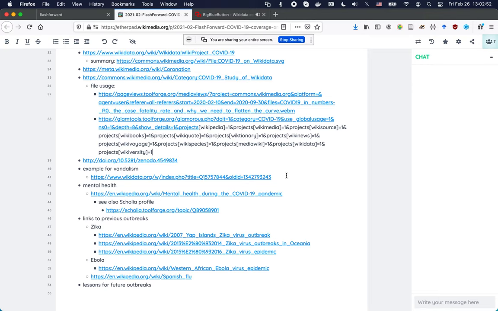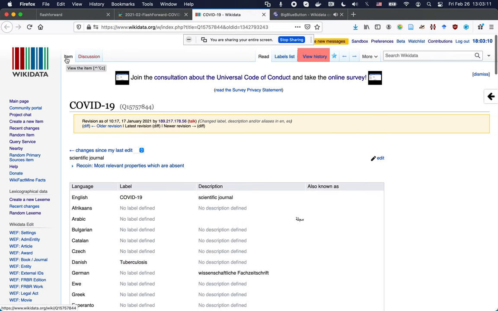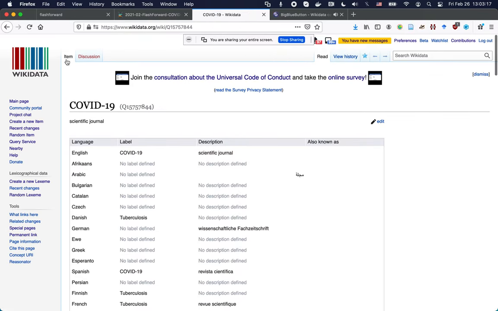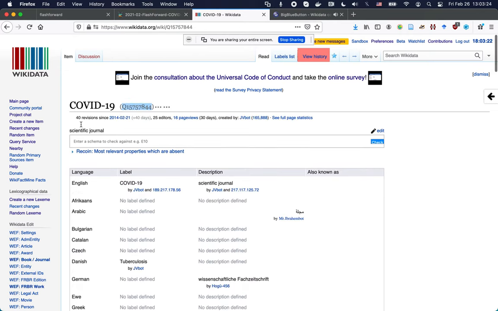I would like to start with something that is not something to be proud of for Wikidata, a bit of vandalism that I just discovered during a previous session. The reason I'm presenting this is that it gives you an idea of how quality control works. Here I am on this item, which has this identifier and this label, COVID-19, so it claims that COVID-19 is a scientific journal. And the item was started in 2014, which already should raise some eyebrows.